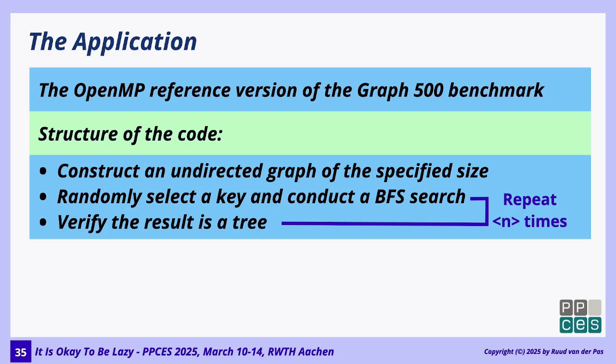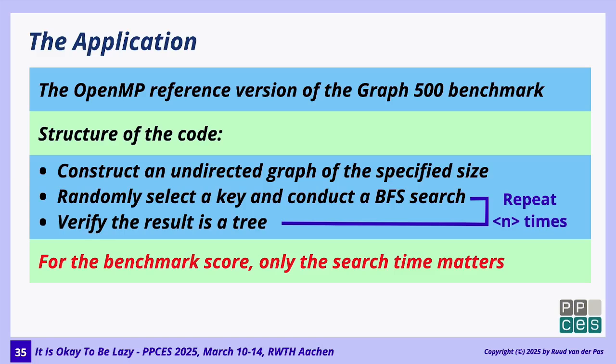And you do that a number of times, 64 in this case. For the benchmark score, which was interesting because I was looking at it to see if I could improve the benchmark score, only the search time matters, which is kind of interesting because, as you'll see, the verification part was almost equally expensive. But okay, it was about the search.